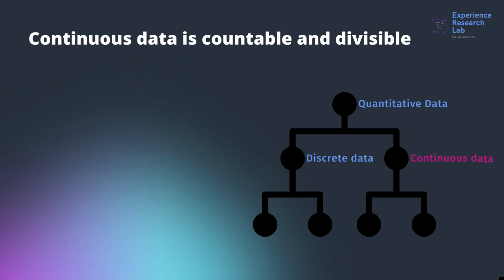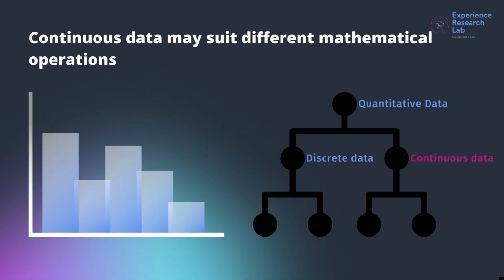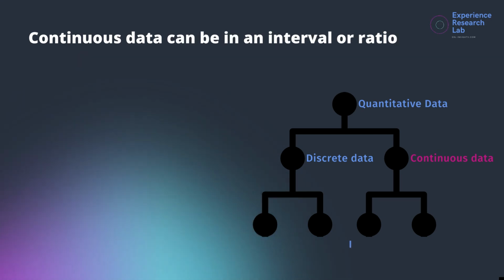Now, let's continue with the continuous data. Continuous data can take on any value within a specified range that we can divide into smaller and smaller units with increasing precision. In other words, continuous data doesn't only take whole numbers but also any figure with a comma separator. Continuous data is often analyzed using techniques like histograms or probability density functions. However, they may suit different mathematical operations depending on the subtypes. So what are the subtypes? Continuous data has two subtypes. They are interval data and ratio data.